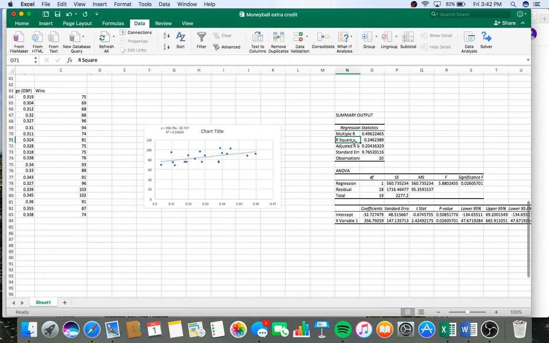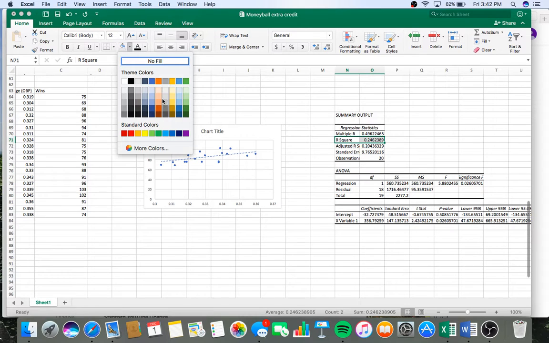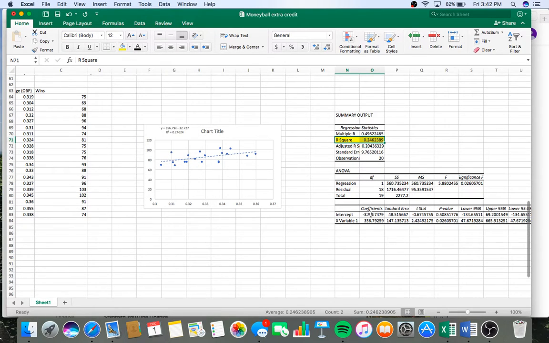And the R squared is going to be your coefficient of determination. And that means pretty much, in this case, 25% of your wins are dependent upon on-base percentage. And multiple R here is your coefficient of correlation.